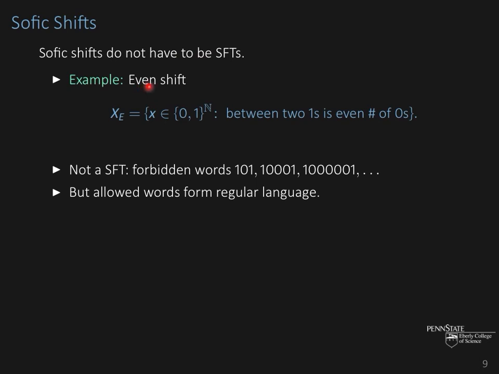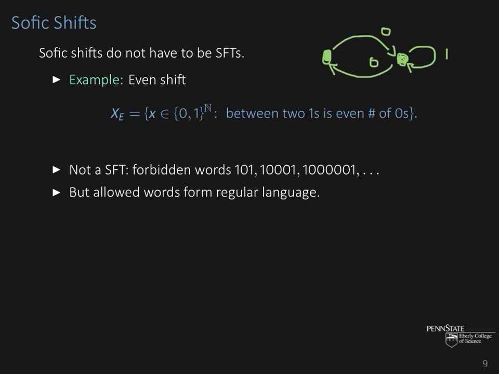The example here is the even shift, namely the set of all binary infinite sequences so that between two ones is an even number of zeros. If you look at the previous slide, you will see that the edge shift defined there represents precisely this shift, because whenever I want to introduce a zero, the only way to introduce another zero is to go back over here. So we always have an even number of zeros once we leave our 1 loop here.